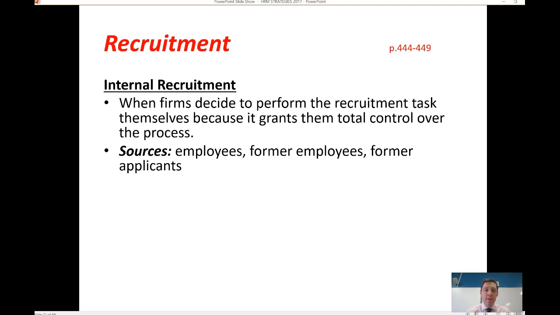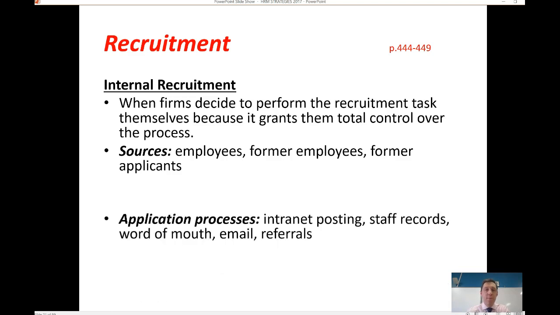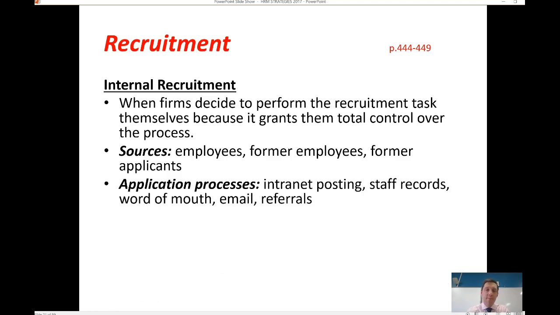They might speak to or get some of their employees to do it. They might get some of their former employees to do it, or they might even look at former applicants they've had for other positions to see if they can fill that vacancy. How would that actually happen? Well, it'd be through generally posting that job online on the intranet within that organisation. They might sift through staff records if it's a large organisation and you don't know every single staff member.